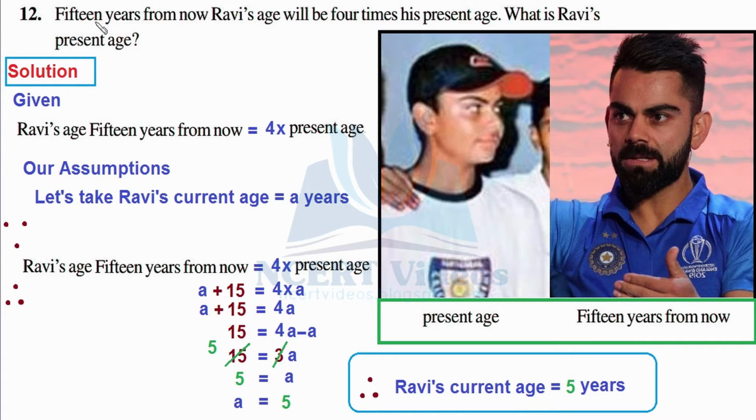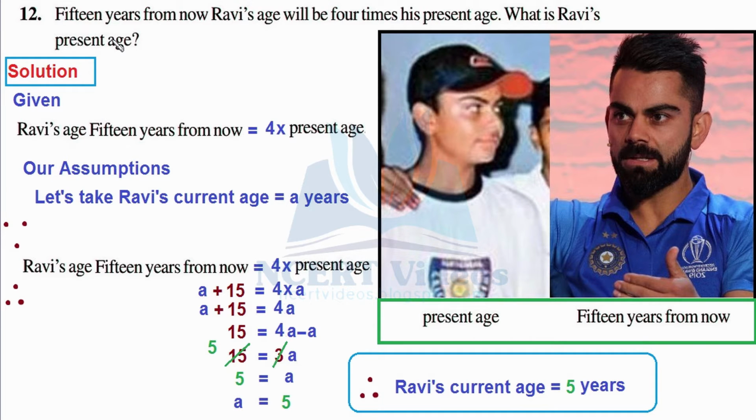Question number 12. 15 years from now, Ravi's age will be 4 times his present age. What is Ravi's present age? This question is nothing new. It is just a different version of the previous questions in this same exercise of linear equations in one variable.